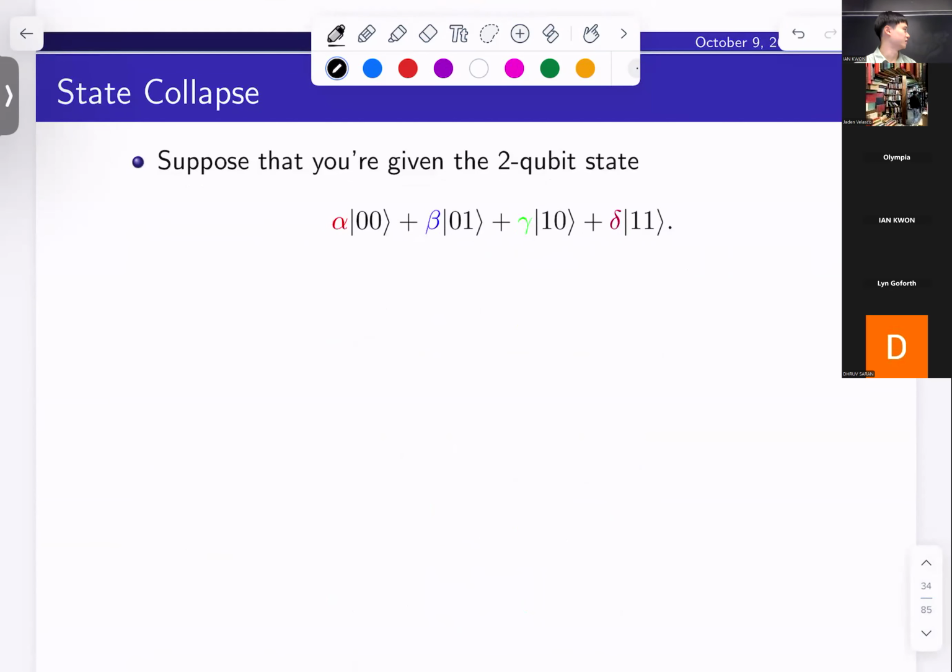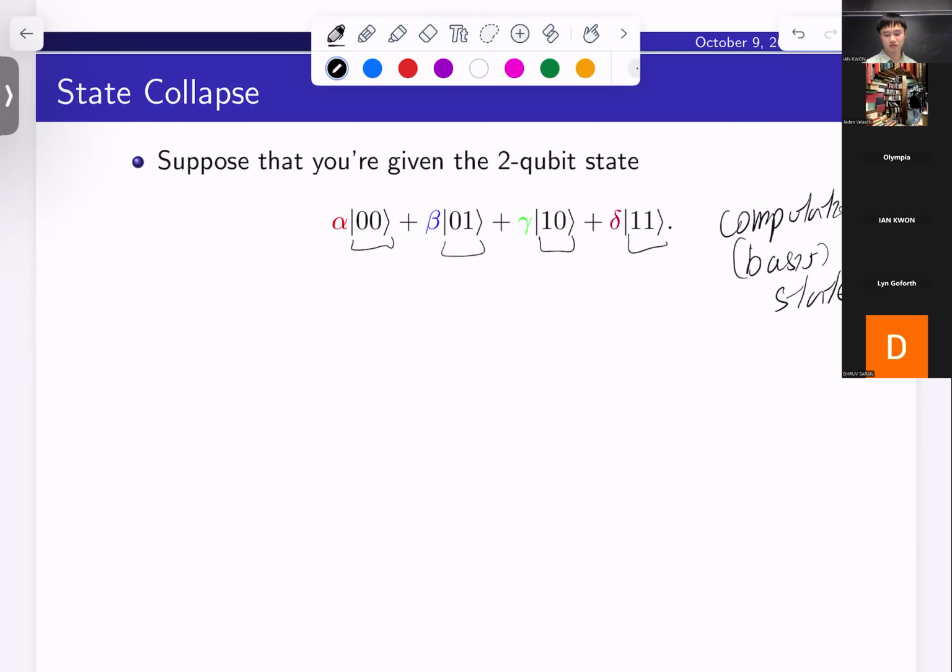Now let's consider this 2-qubit state. Again, this is a general 2-qubit state where we have all the possible basis vectors. By basis vectors, I just mean these states, and this is every possible one when you have 2 qubits. You might also hear them referred to as computational states or basis states.